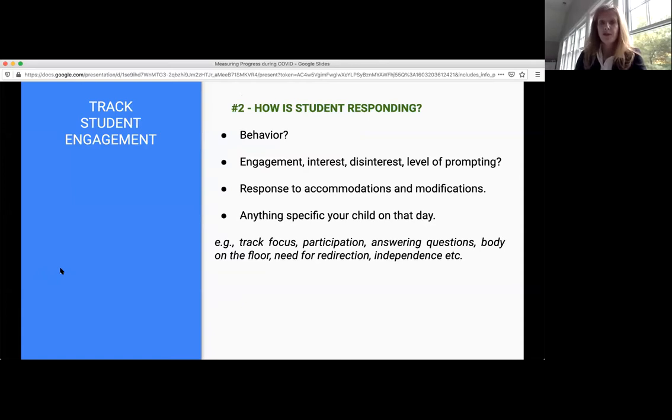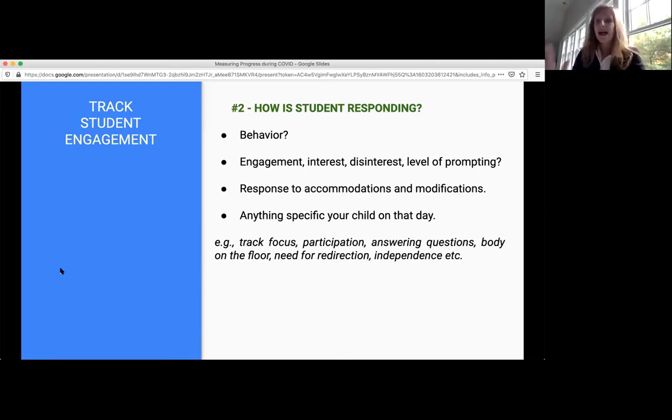Do you have to provide a lot of prompting? Does the teacher have to provide an unusual amount of prompting? Is your child answering questions? What does her body look like? Is she on the floor? Is she under the table? Is she slouching? How much need for redirection is there? Basically, is this working for your child? You want to note how your child's responding to any accommodations or any modifications. And you might want to write down if there's anything specific that's going on with your child that day.